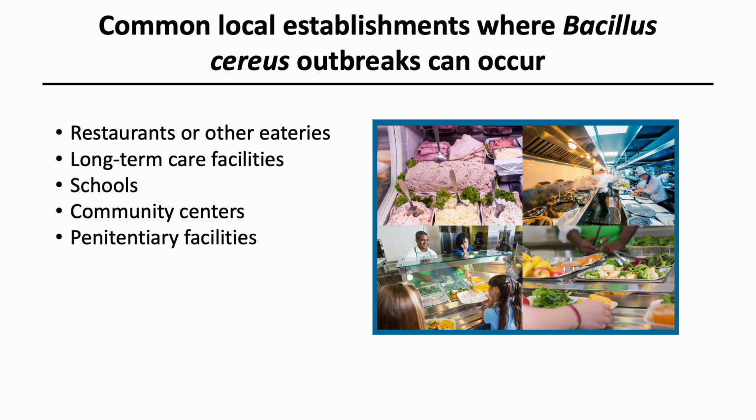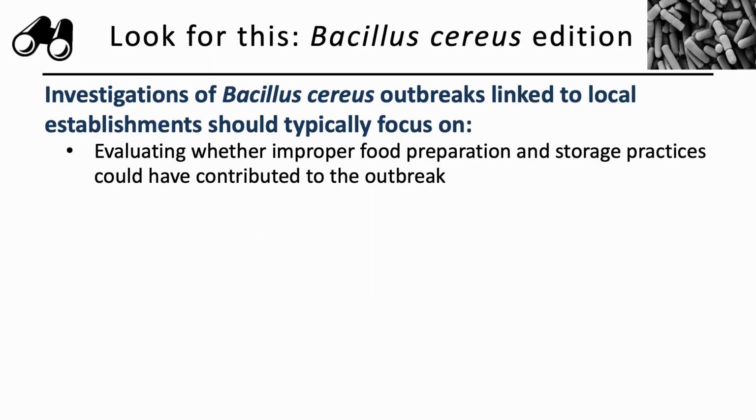Common local establishments where B. cereus outbreaks can occur include restaurants and other eateries, long-term care facilities, schools, community centers, and penitentiary facilities, just to name a few. When investigating B. cereus outbreaks linked to local establishments, environmental health investigators should focus their efforts primarily on evaluating whether improper food holding or handling practices could have contributed to the outbreak.